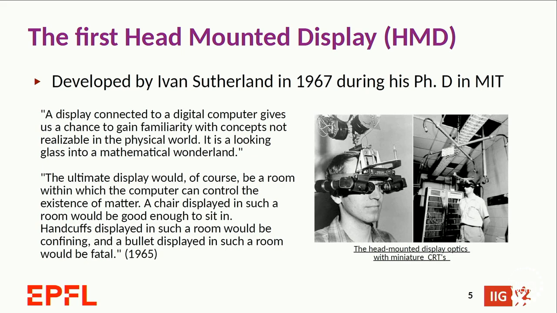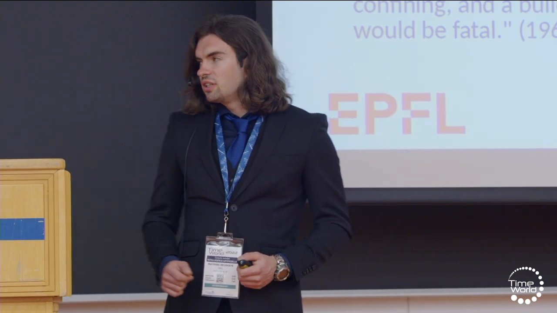To achieve such a high level of immersion, head-mounted displays needed to be developed, and the first one was designed by Ivan Sutherland in 1977 during his PhD at MIT. The device was so heavy that it needed to be mounted on the ceiling, and the information displayed at that time was quite basic. He already defined that the ultimate display would be able to replicate physical interactions. For instance, if it displayed a chair, one would be able to sit on it, and if one was about to take a bullet in such a virtual environment, one might die.